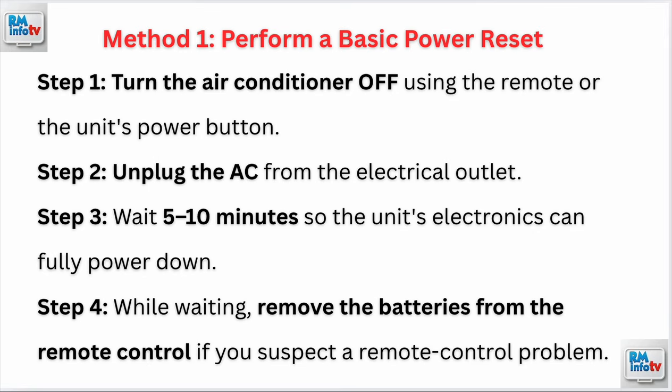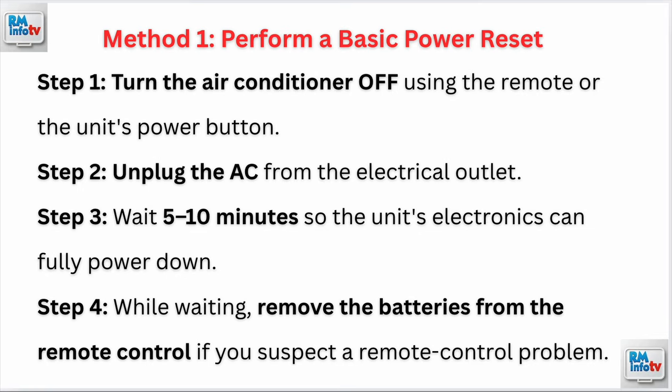Step 1, turn the air conditioner off using the remote or the unit power button. Next, step 2, unplug the AC from the electrical outlet. Step 3, wait 5 to 10 minutes so the unit electronics can fully power down.